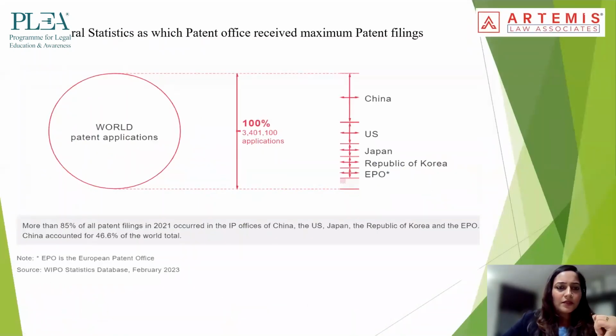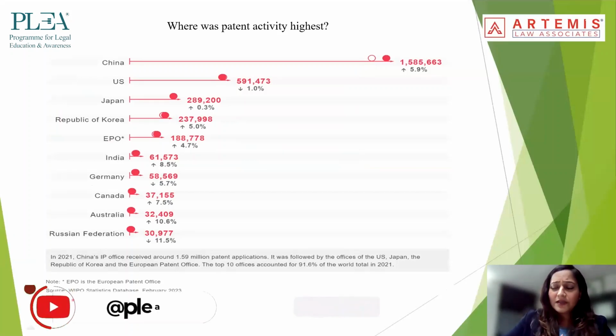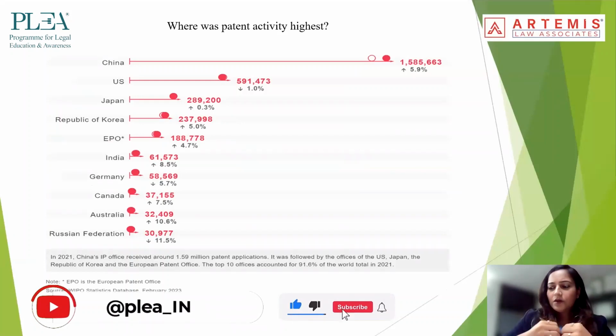Coming to the statistics for patents, this is the 2023 database, which is very recent. China accounts for 46% of the world's total applications. They are almost the biggest filers in global patent filing data. More than 85% of applications in 2021 occurred in the IP offices of China, US, Japan, Republic of Korea, and the EP, and the majority of the share, as I said, belonged to China. But of course, in India also there is now a lot of development, and the timelines have become very small.